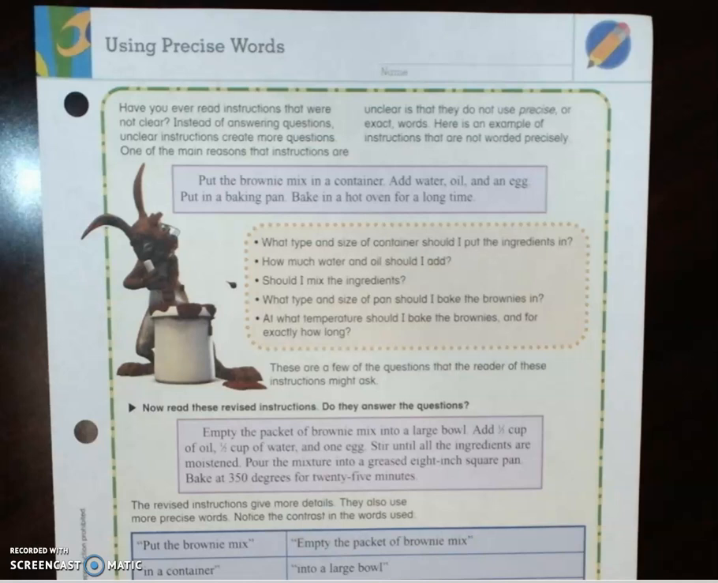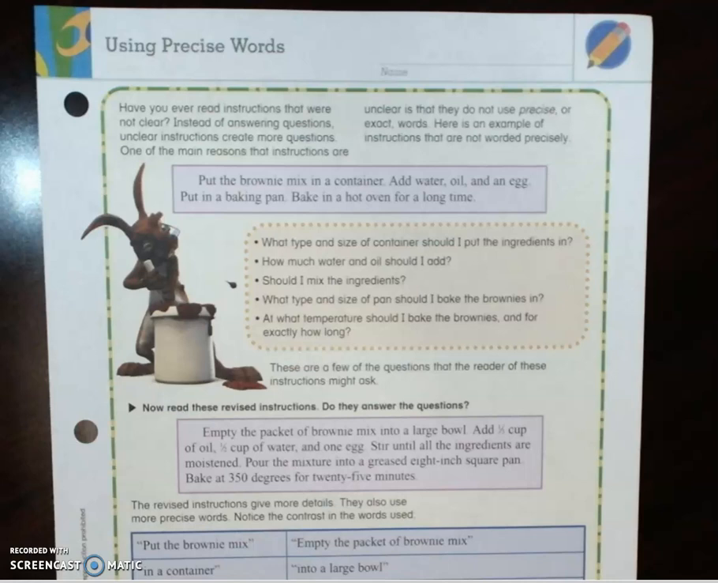Have you ever read instructions that were not clear? I'm sure many of you have. Instead of answering questions, unclear instructions create more questions. One of the main reasons that instructions are unclear is that they do not use precise or exact words. Here's an example of instructions that are not worded precisely.